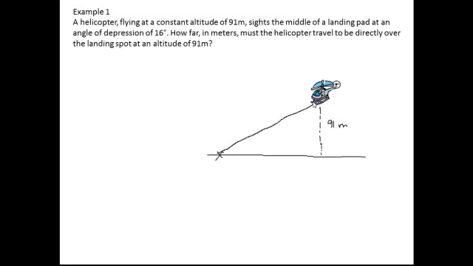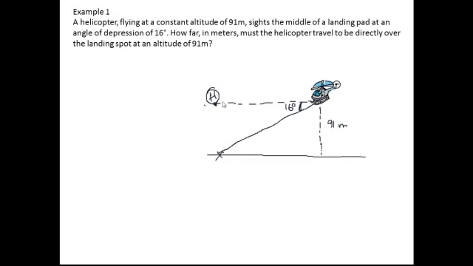Now remember, that's the angle it makes with the horizontal. So the horizontal line of sight would be here, but if you were looking down 16 degrees, that's that angle there. Okay, so the question is saying how far in meters must the helicopter travel to be directly over the landing spot? So directly over the landing spot would mean, I'll just put an H, that the helicopter is going to be flying somewhere over here.